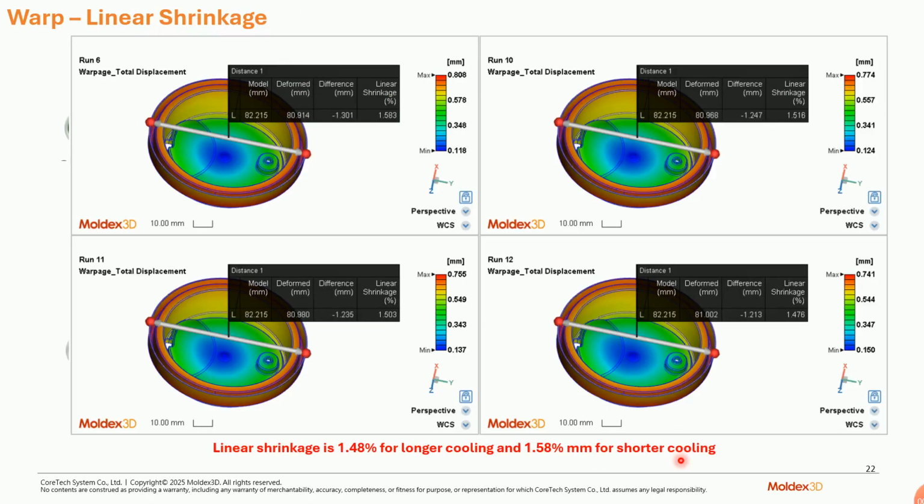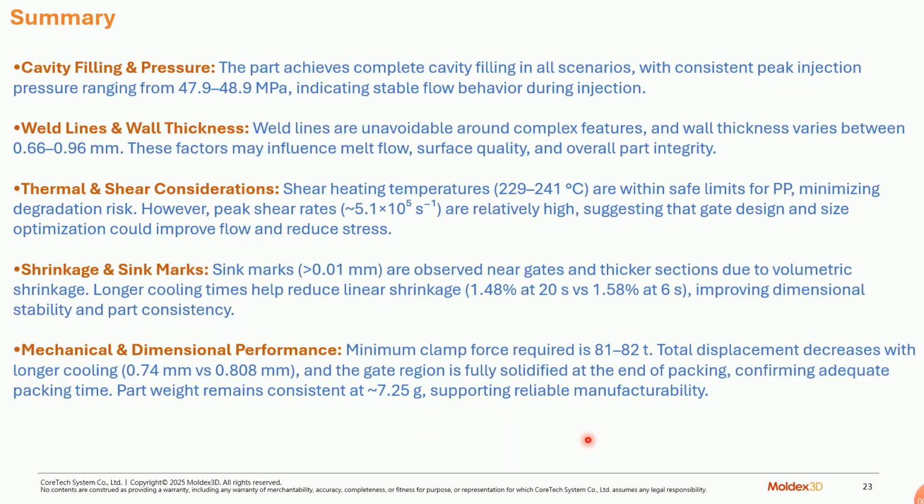Then we want to check any impact on the linear shrinkage with respect to cooling time. Here what we have observed, the longer cooling time shows 1.48% as the linear shrinkage, whereas the shorter cooling shows 1.58%. A small difference, like a 0.1% difference with respect to the different cooling. And this is the summary. Even with different cooling times, the part will get filled easily without any short shot. That is the first conclusion.